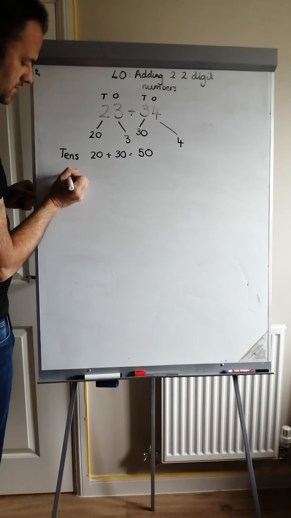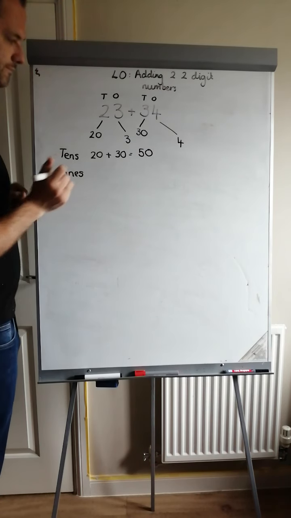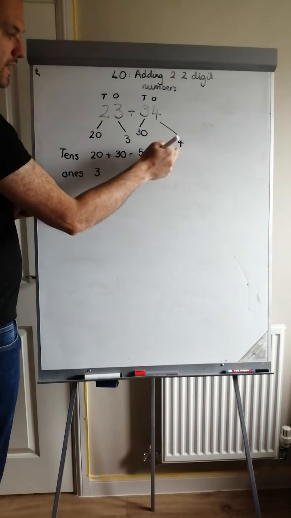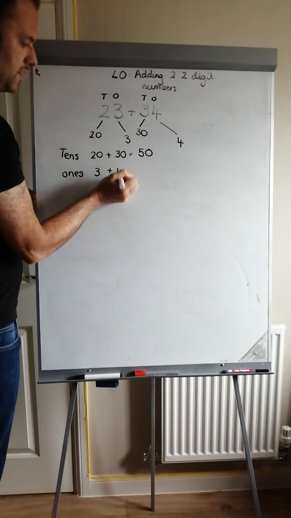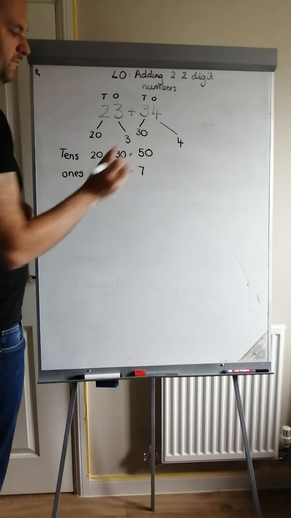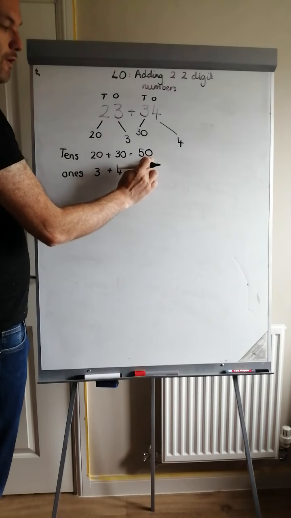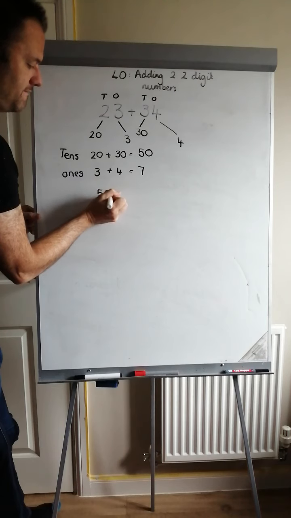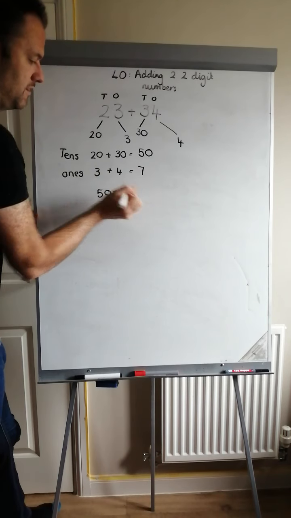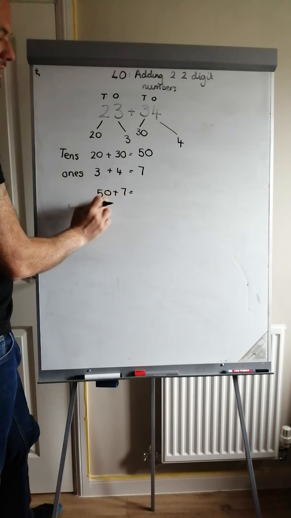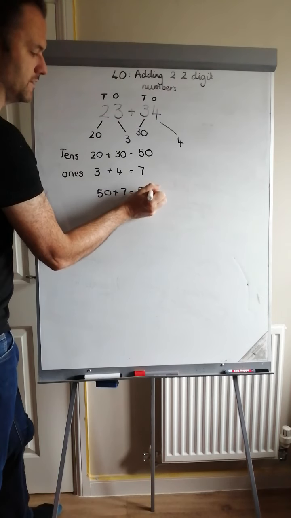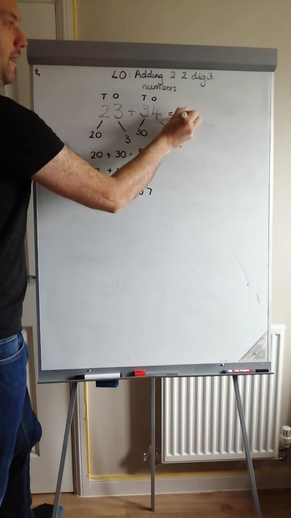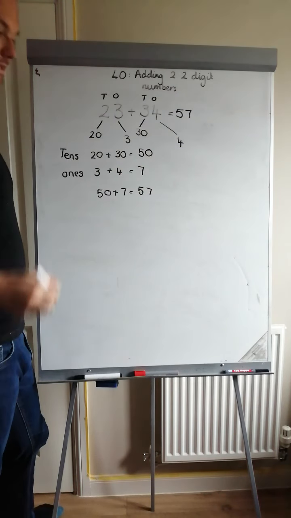Okay, then we're going to add together the ones. So we've got 3 here and 4 there. Nice and easy. 3 add 4, well, that's 7. Okay, now we have 2 numbers here. We've got a 50 and a 7. We have to add those 2 numbers together now. So 50 add 7. Well, when we add anything to a tens number, we just get rid of the 0. So that will be 57. And that is our answer.